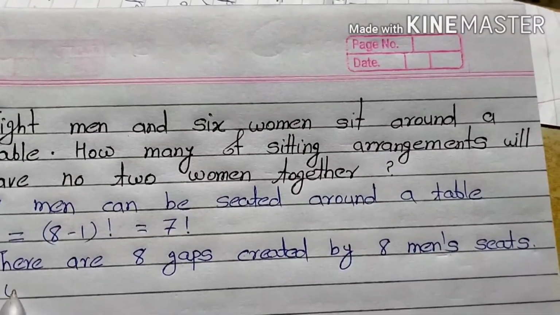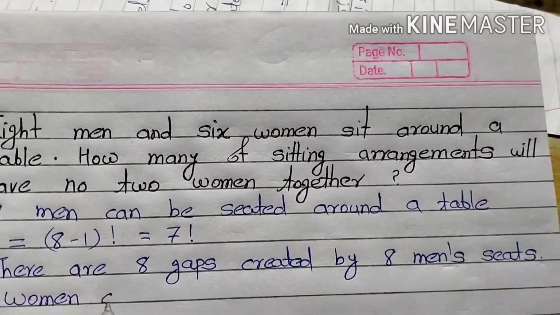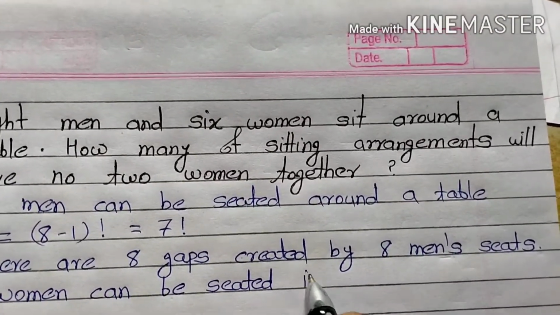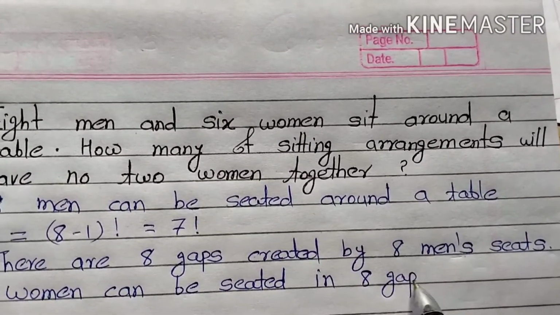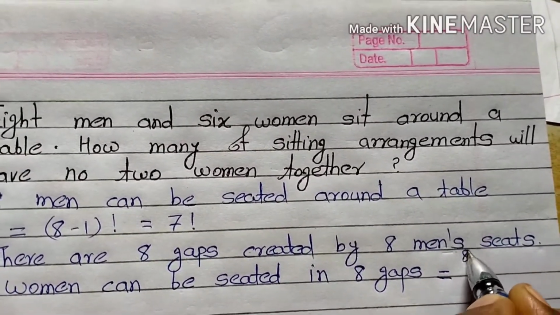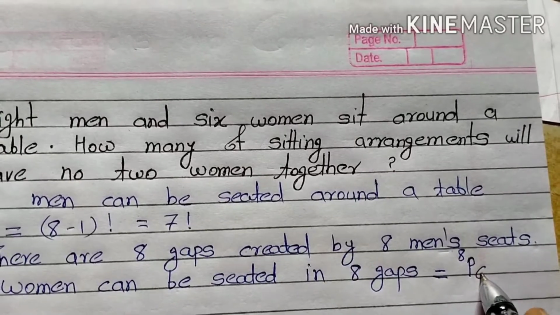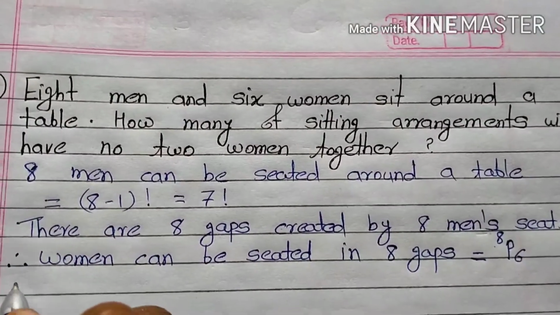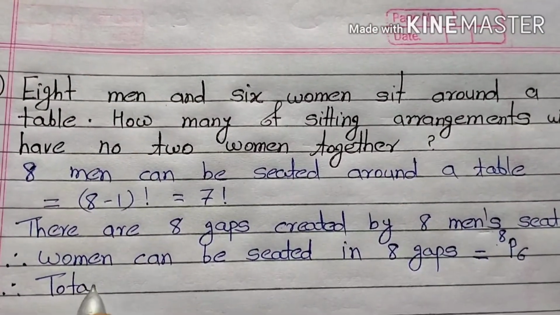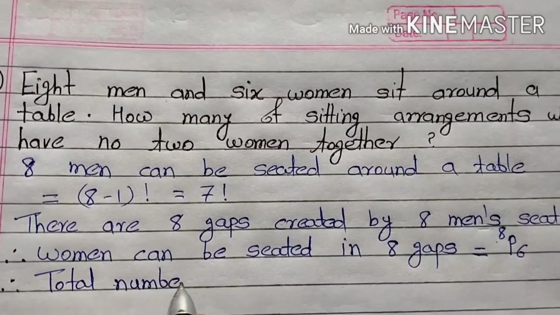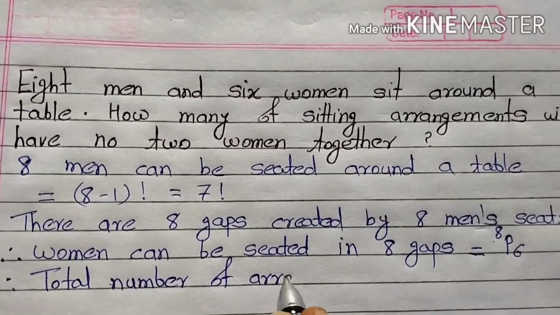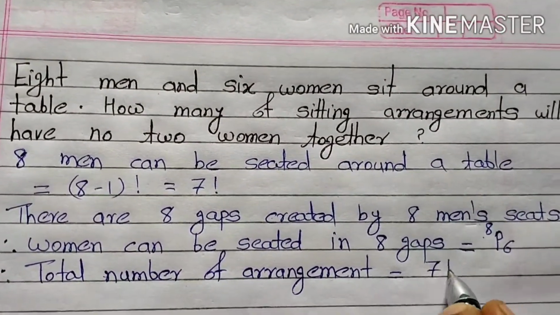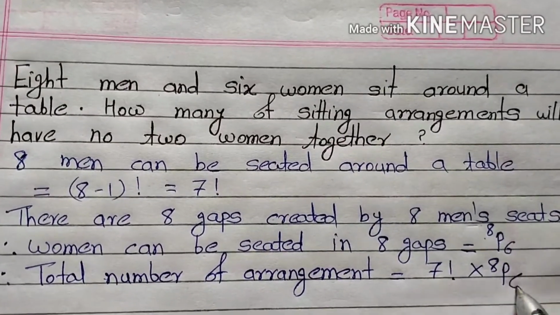Therefore, women can be seated in 8 gaps, which is equal to, total gaps are 8 and we have to select only 6 women. So this is 8P6 and therefore the total number of arrangements is equal to 7 factorial into 8P6.